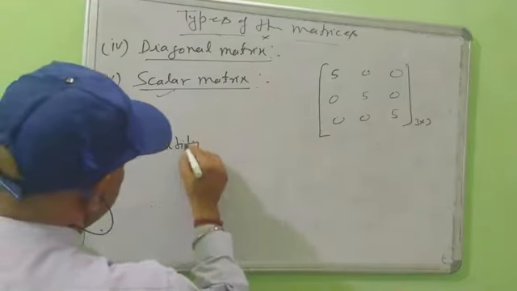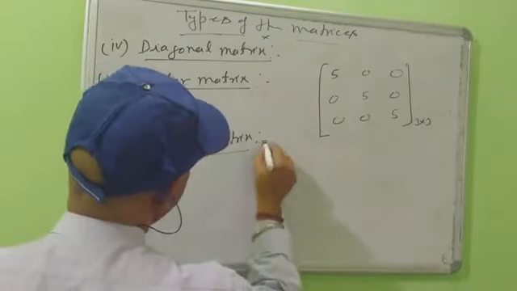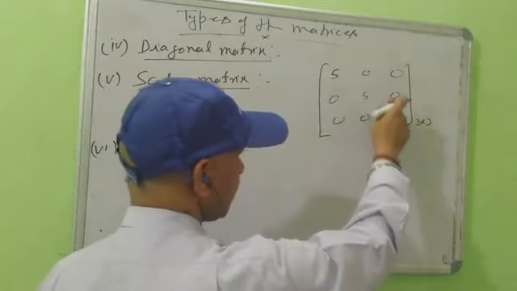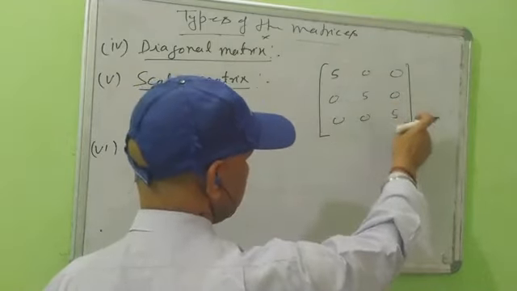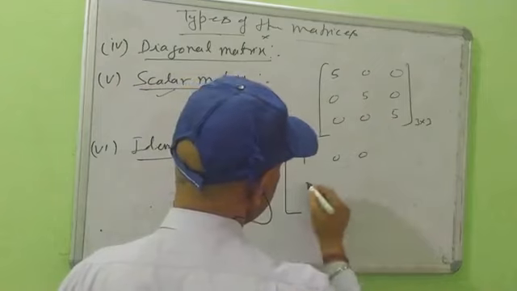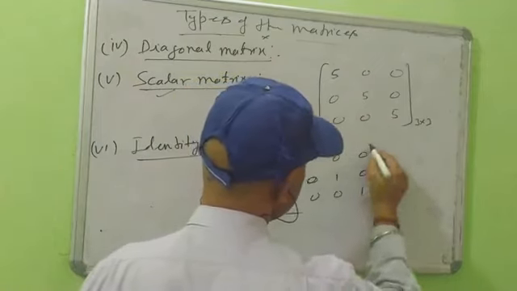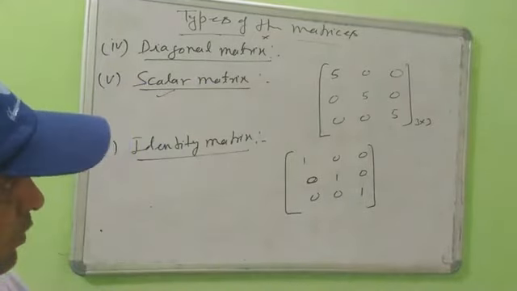Identity matrix. What is the identity matrix here? Same as a scalar matrix, but if the diagonal elements of a scalar matrix are all one unit, then this type of matrix is called the identity matrix.